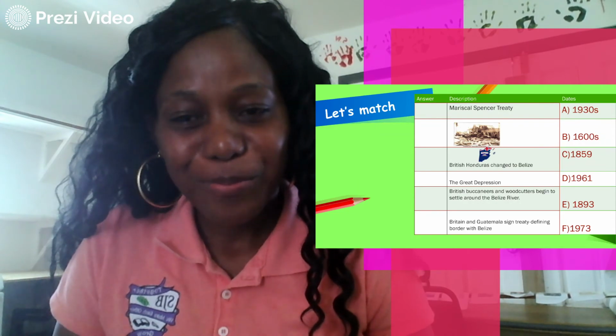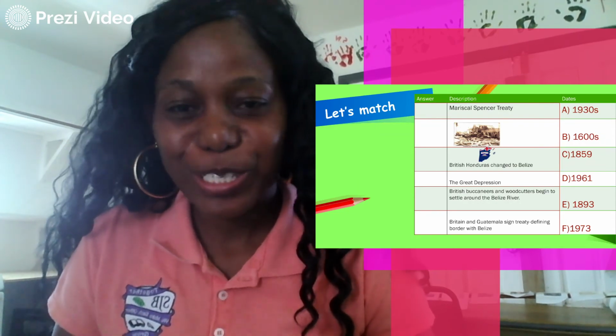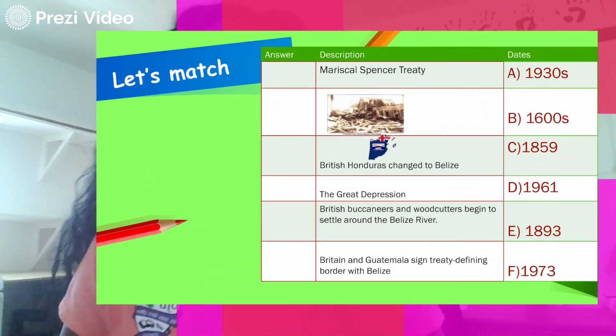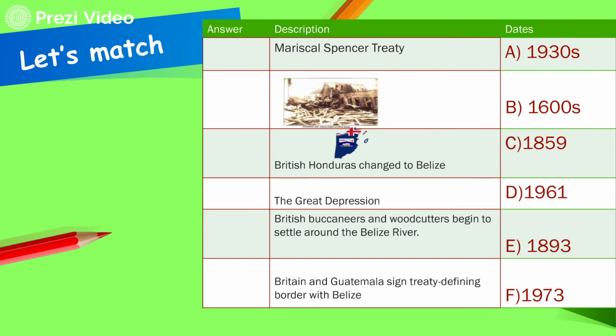Alright, it's time to match now. Let's get into this activity. So we have the description there on one side and the dates. Let's look at it carefully. I will give you an opportunity to read through carefully. Let me go through them. We have the Mariscal-Spencer Treaty.